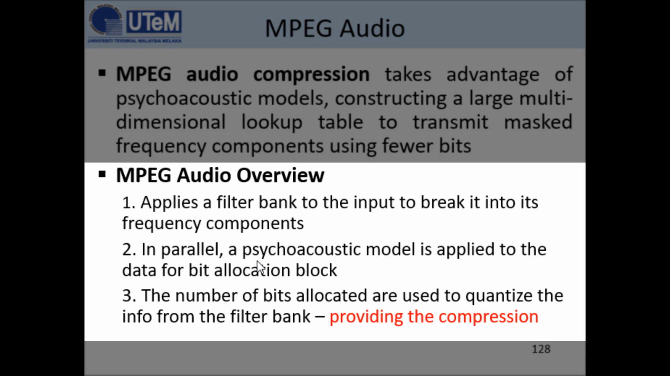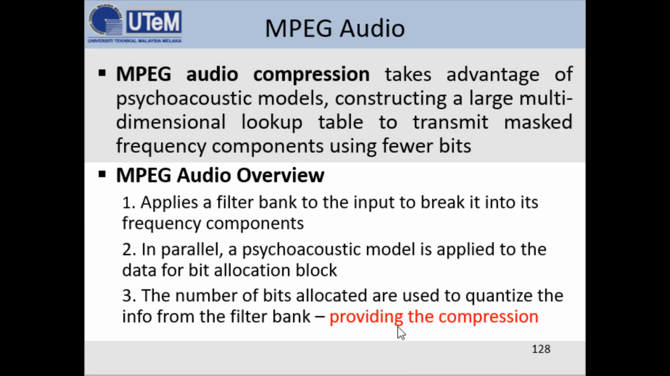So generally, how this is done is, first, a filter bank is applied to the input signal and breaks the input signal into its frequency components. And then at the same time, a psychoacoustic model is applied to the same signal for the bit allocation block. And then from there, the number of bits allocated is used to quantize the information from the filter bank that we did in the first step, and hence this would give a compression of the audio file.